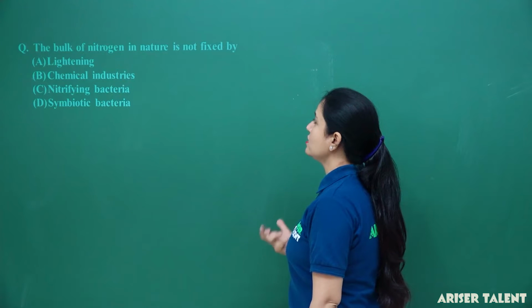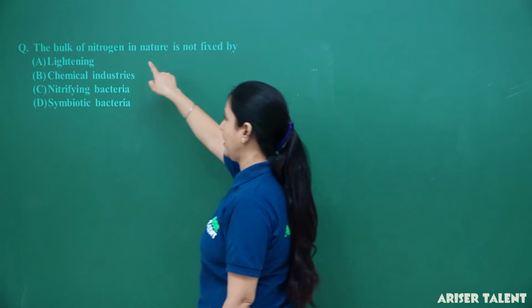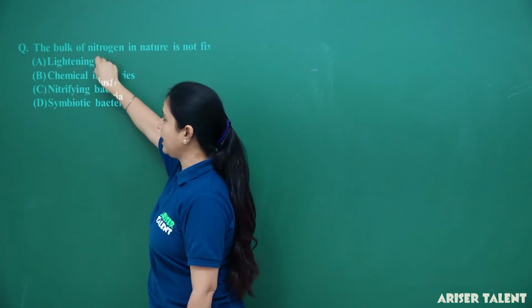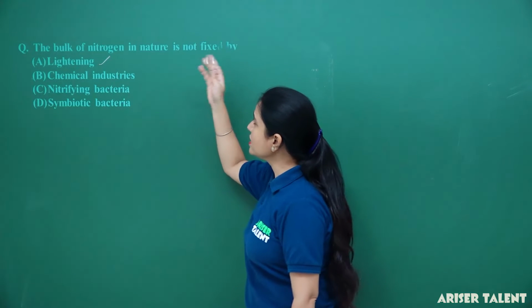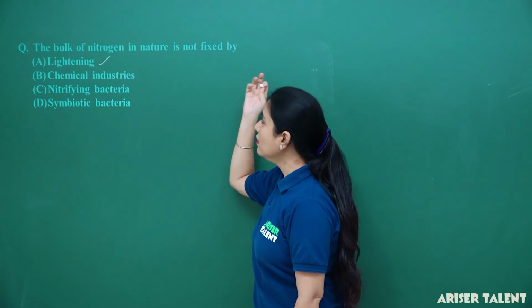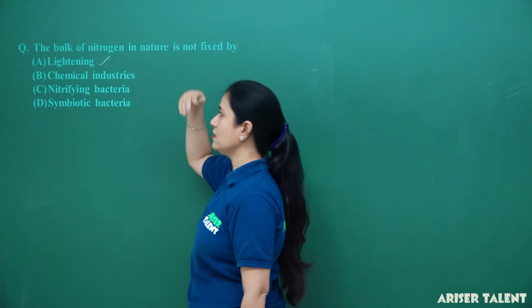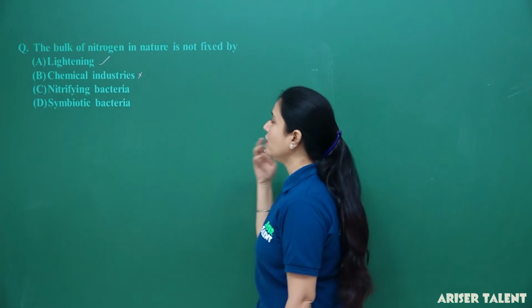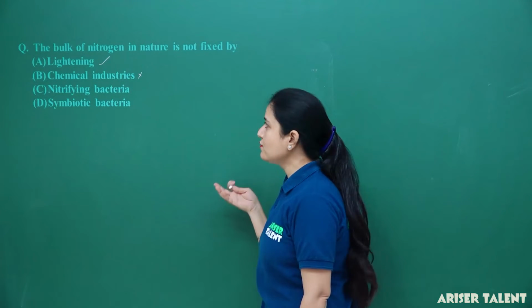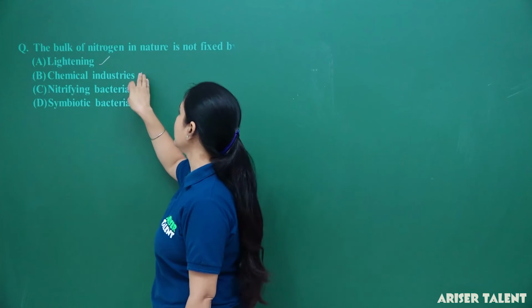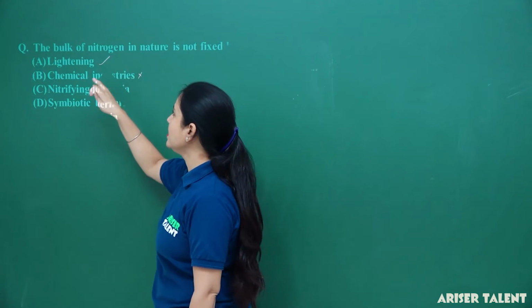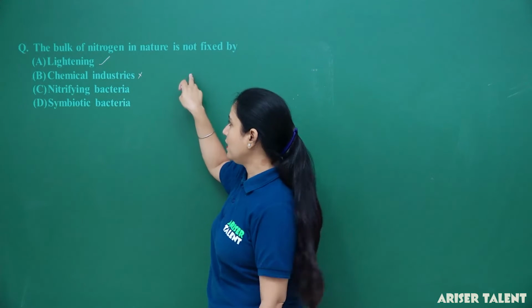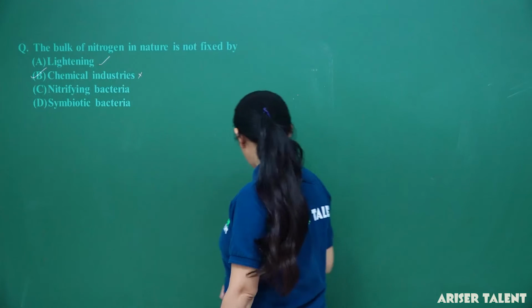The bulk of nitrogen in nature is not fixed by lightning, chemical industries, nitrifying bacteria, or symbiotic bacteria? Lightning is a process by which nitrogen can be fixed in nature. It is a part of the nitrogen cycle. Chemical industries cannot fix the bulk of nitrogen in the atmosphere, meaning they do not form any part of the nitrogen cycle. So, option B is the correct answer.